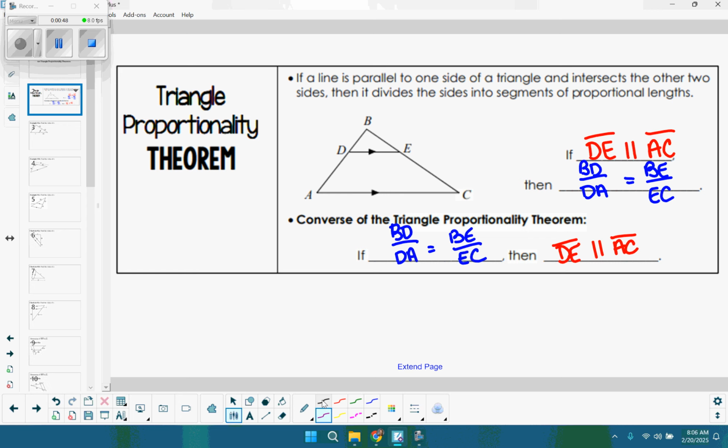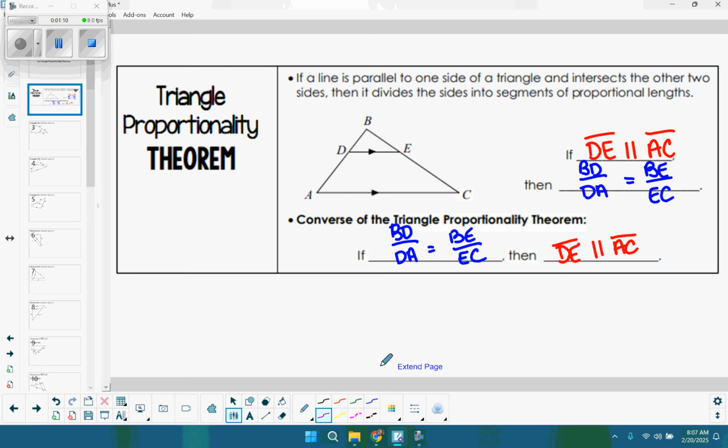If they turn the triangle sideways and they have the parallel line going this way, it's okay to make your fractions still as they appear, one over the other as they show up. So really visually, we're just going to make fractions with numbers that appear above each other and set them equal.